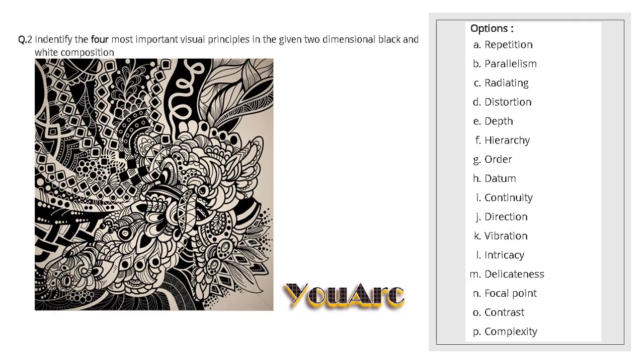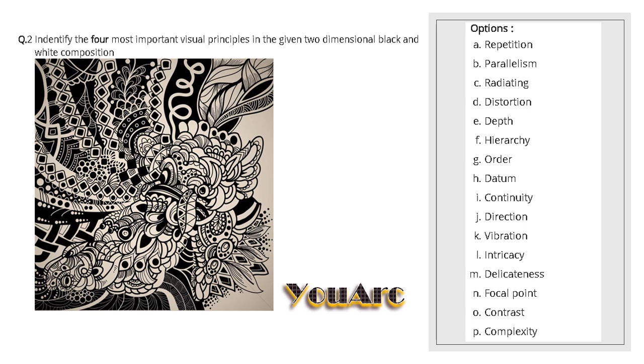So let's move on to the second question of NATA, which is to identify four most important visual principles in the given two-dimensional black and white composition. So all the principles which are listed in the options are mostly discussed. If not, we will discuss it here. Okay, let's move on answering this particular question.